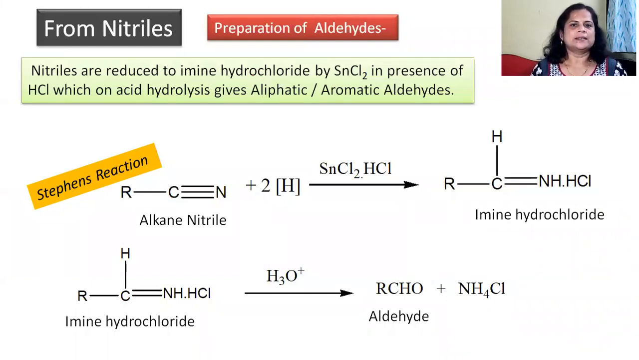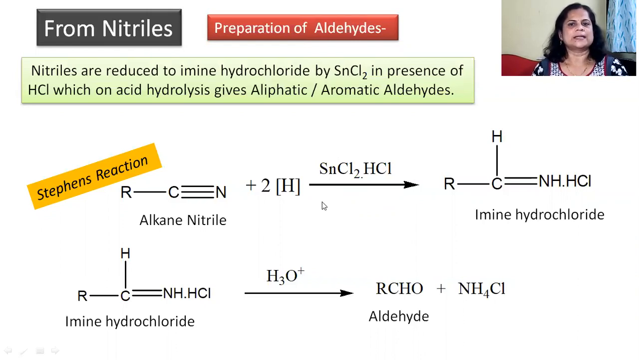From nitriles, we are going to prepare aldehydes, aliphatic or aromatic type of aldehyde. First, we see the general reaction for the preparation of aldehydes. Now, see what we are using here: nitriles as a reactant, so RC triple bond N. When they react with 2H, meaning nascent hydrogen, these nitriles are reduced by this nascent hydrogen. And for the source of nascent hydrogen, we are using stannous chloride and HCl.